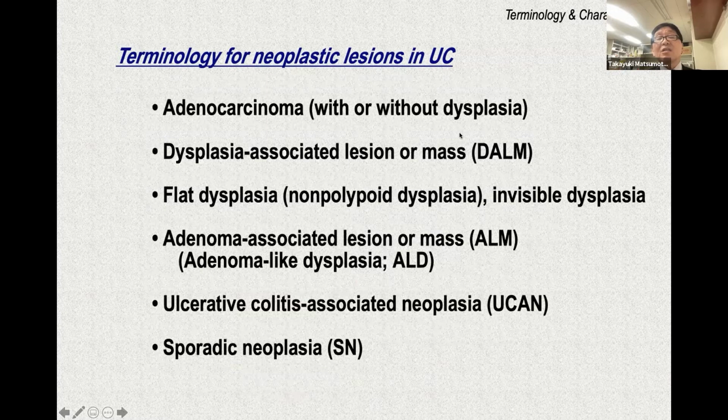But later, during the subsequent 40 years, the nomenclature or terminology for neoplastic lesions in UC has drastically changed from adenocarcinoma with or without dysplasia to flat or non-polypoid dysplasia or invisible dysplasia, or there are some peculiar words such as adenoma-associated lesion or mass. But more recently, the nomenclature ulcerative colitis-associated neoplasia, abbreviated as UCAN, has become the standard nomenclature. But in particular in Japan, there is still a firm obsession as to the distinction of sporadic dysplasia or sporadic neoplasia from UC by way of pathology or colonoscopy. And I think this is a very serious problem for the discussion of dysplastic lesions between Westerners and Easterners.